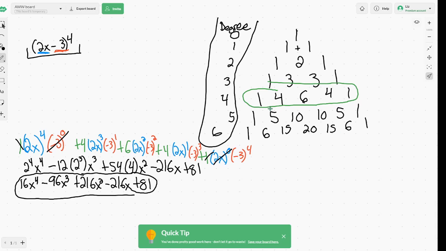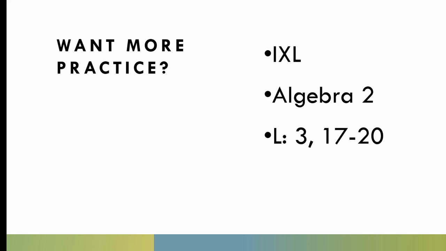And that is how you make and use Pascal's triangle. If you'd like more practice on this, you can go to IXL, Algebra 2, Section L, and then 3 is multiplying polynomials together. And 17 through 20 is all about using Pascal's triangle and binomial expansion.